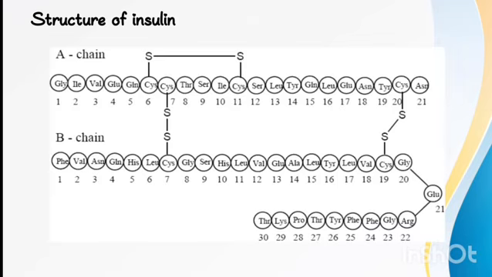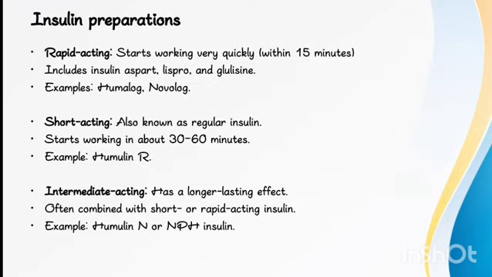Here this slide shows the structure of insulin. As I discussed earlier, it contains two chains, that is chain A and chain B. Both the chains are linked by two disulfide bonds, and chain A having 21 amino acids and chain B having 30 amino acids.